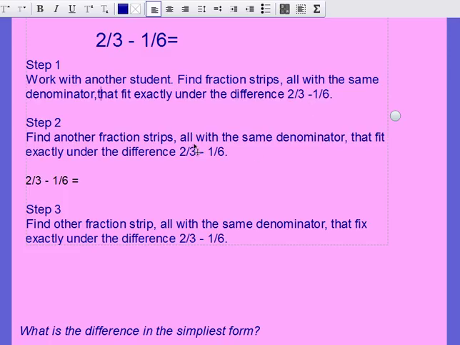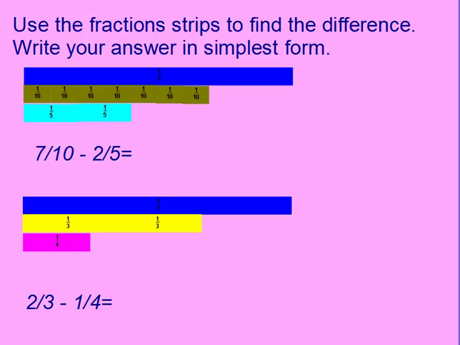Find another fraction strip, all with the same denominator, that fits exactly under the difference of 2/3 minus 1/6. Find your answer. Find another fraction strip with all the same denominators that fit exactly under the difference of that, because we want to find out which one is in the simplest form. There might be more than one. Go to work. Use the fraction strips to find the difference. Write your answer in the simplest form.